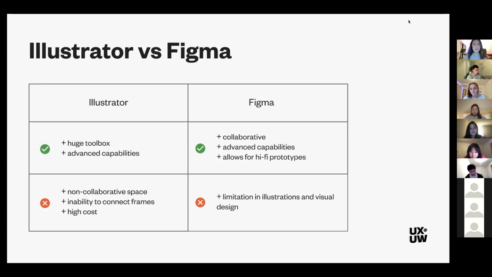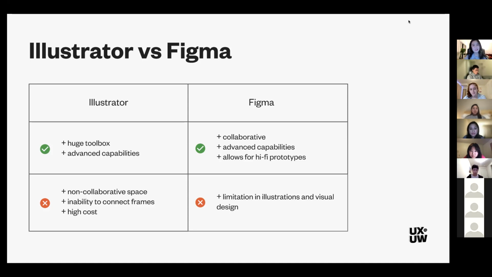Some of the cons with Illustrator is that it's non-collaborative. You can't connect frames like you would in Figma if you were making a prototype. It also has high costs, which is another reason why I love Figma, because it's free, which means it's accessible. It's super easy to log in. You don't have to sign up for anything or have a subscription.